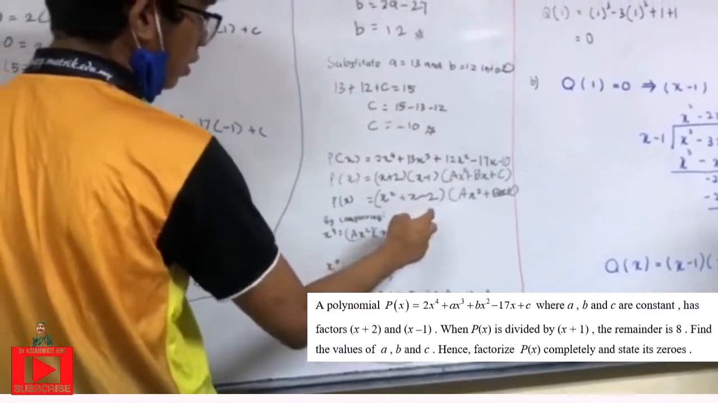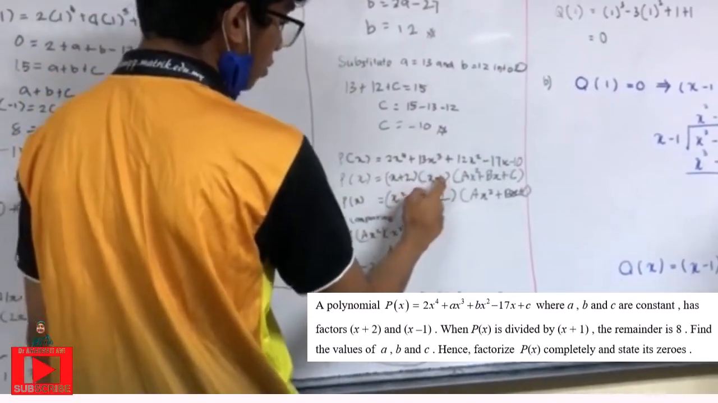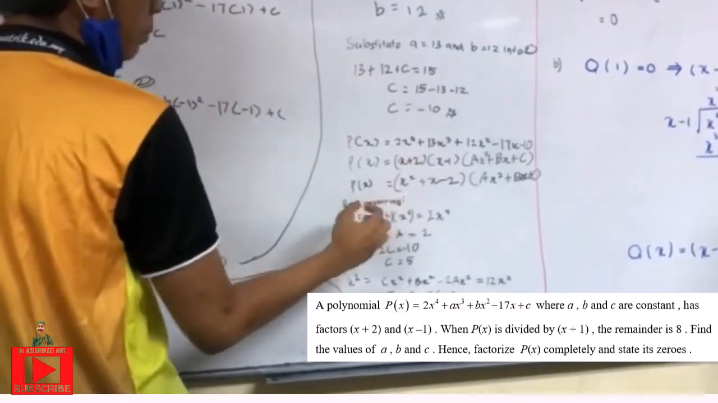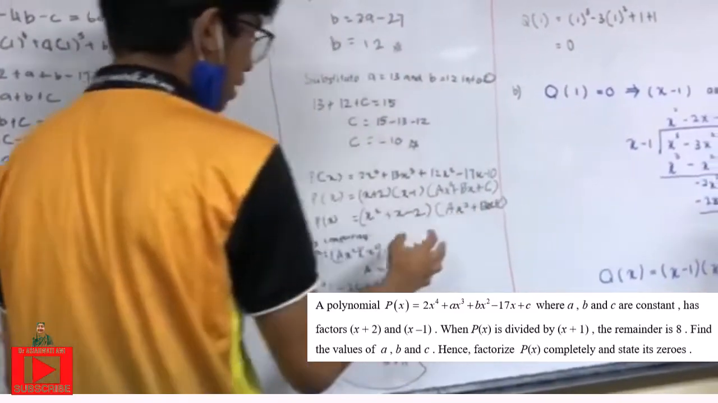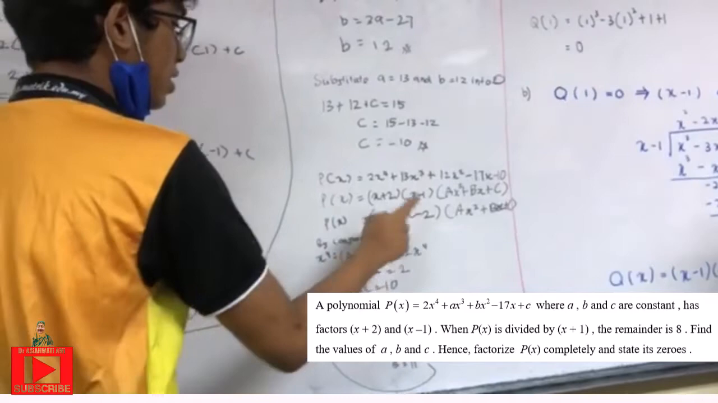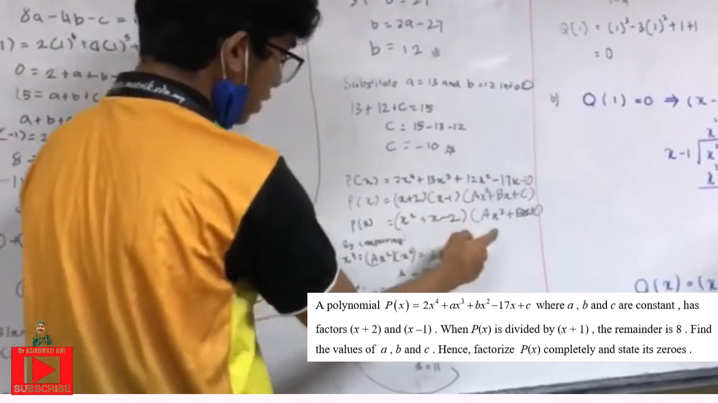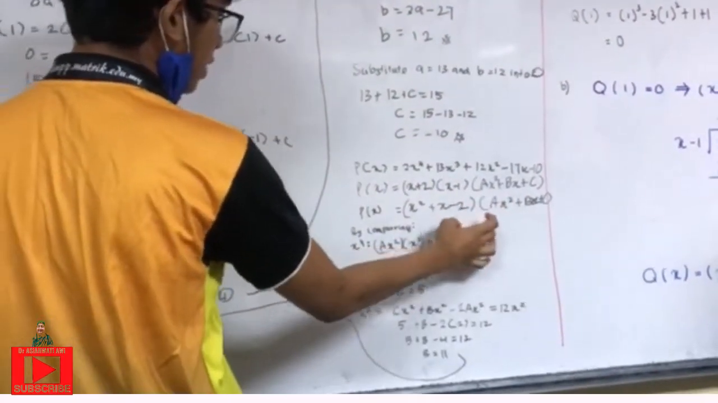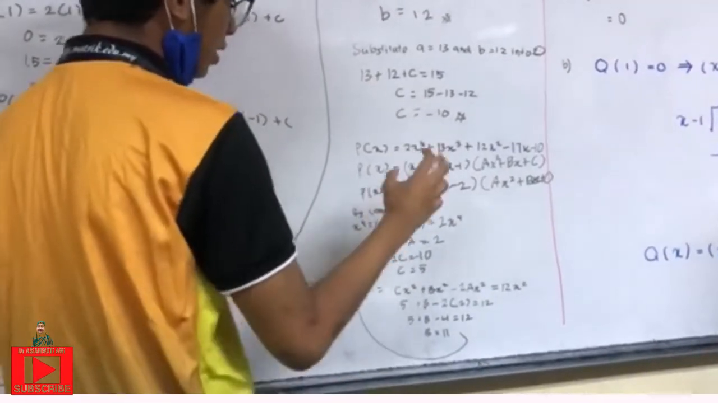Kita expand yang belah kiri dulu. Expand yang belah sini sebab kita nak bagi nampak senang, sebab takut nanti bila nak buat comparing kita tercicir. Bila dah expand ni, kita tak expand pun tak apa. Tapi kalau nak expand lagi bagus, sebab dia nanti nampak lagi clear.